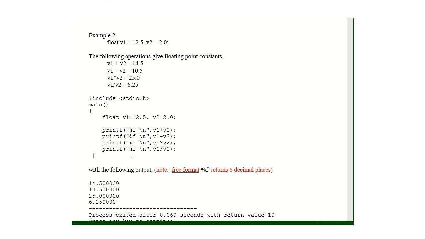Why is the format %f? Because for floating point constants, the format is %f. In this case, %f refers to free format for floating point constants, and it will return the answers to 6 decimal places as follows. Later on, when we go to formatting, we can see how to adjust this formatting so that we can get, for example, 14.5, 14.500 and so on in later chapters.